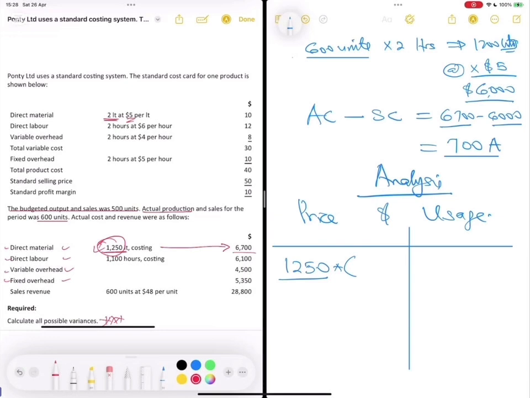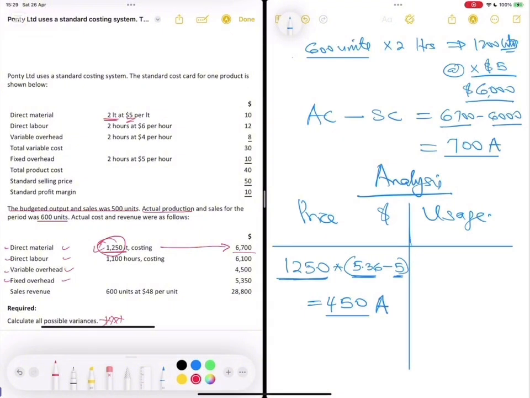Calculator, that's 6,700 divided by 1,250. 5.36. That was the price we paid minus what we plan to pay, $5. So that's minus 5 multiplied by 1,250. It means that we have a variance of 450. Is this adverse or favorable? Adverse. Adverse. Because we paid more than we planned to pay for the quantity that we consumed.